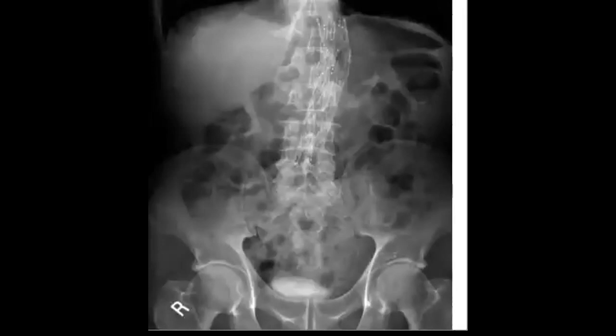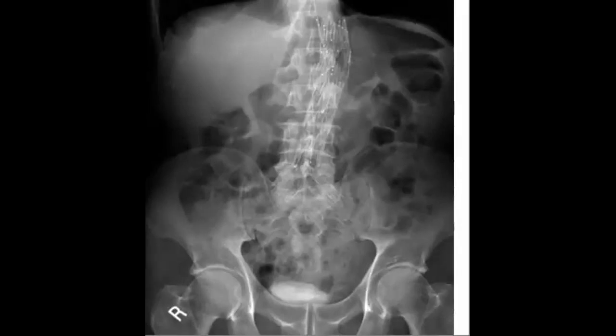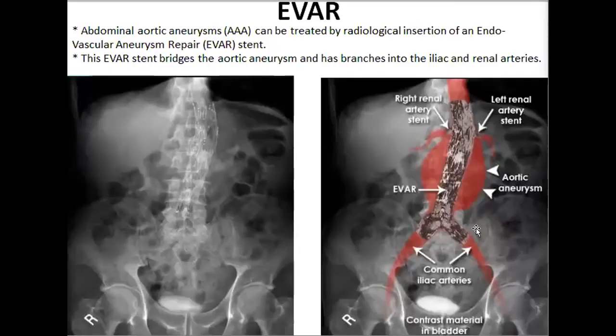And here, what you have here, you remember when you find any curvilinear, so this is an abdominal aortic aneurysm treated by EVAR stent, endovascular aneurysm repair. And also here you can note that there is a stent in the left renal artery and in the right renal artery as well. Aortic aneurysm, EVAR.